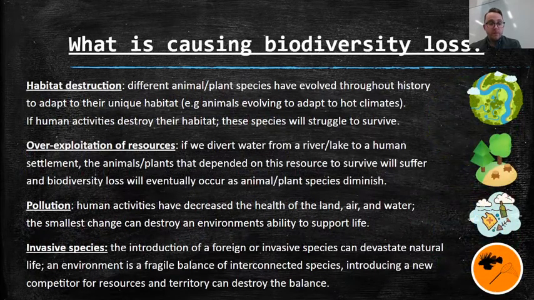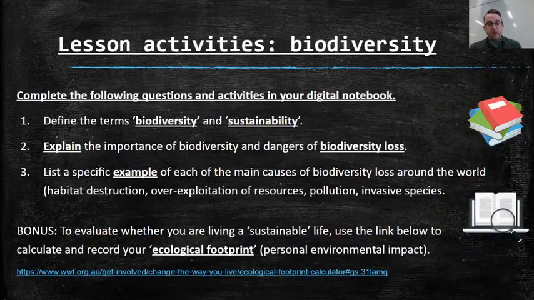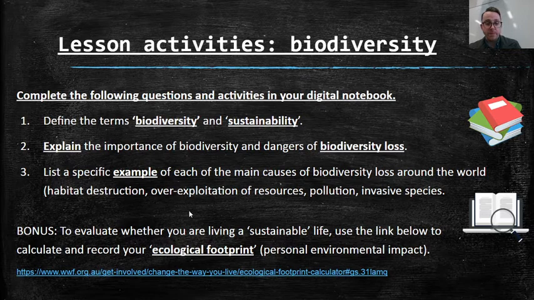Question 3, this slide here. 1, 2, 3, 4 major causes of biodiversity loss. What I'd like you to do for question 3 is list a specific example of the main causes of biodiversity loss around the world. So I don't want you to just copy and paste what I put on the slide. I want you to find a specific habitat for a specific animal or plant in a specific part of the country that is an example of habitat destruction. Find me one specific resource in one specific country where we've overexploited the resources, whether that's water, wood, etc.